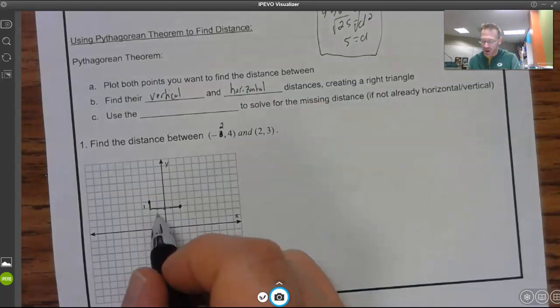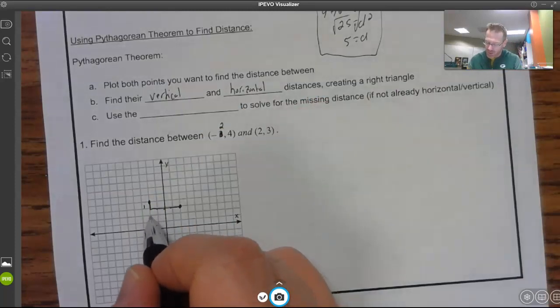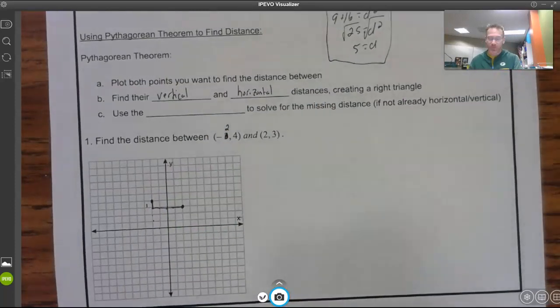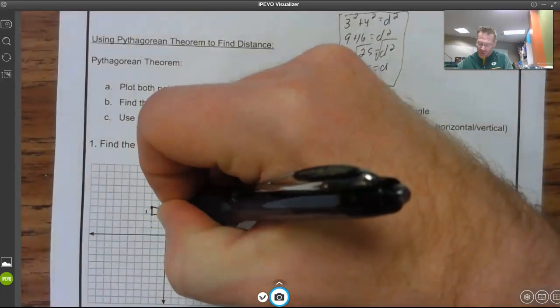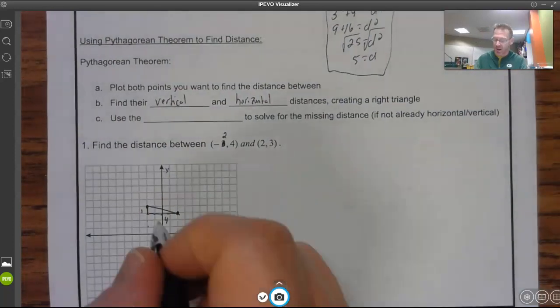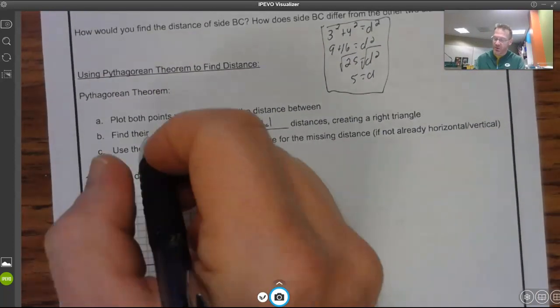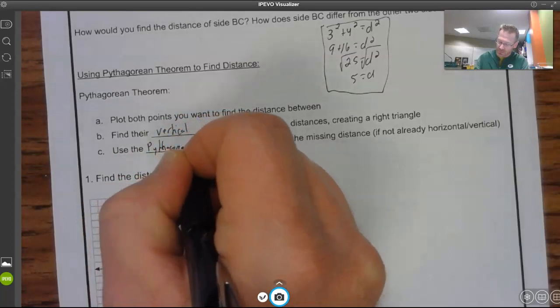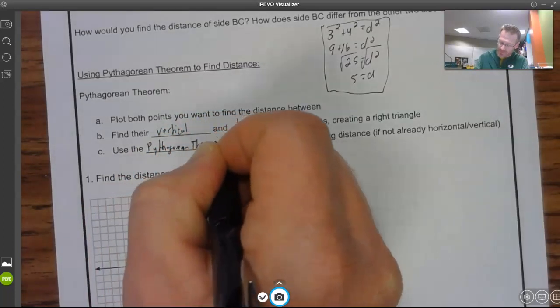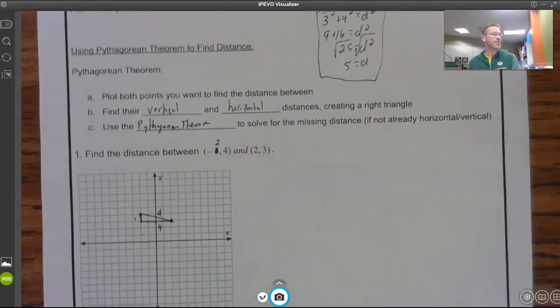Negative 2, 4. All right. So 1, 2, 1, 2, 3, 4. All right. Okay. And so then that's a 4 right there. And then we can draw this in right here. Okay. And that's the D part. And then we want to use the Pythagorean theorem to solve for the missing distance.